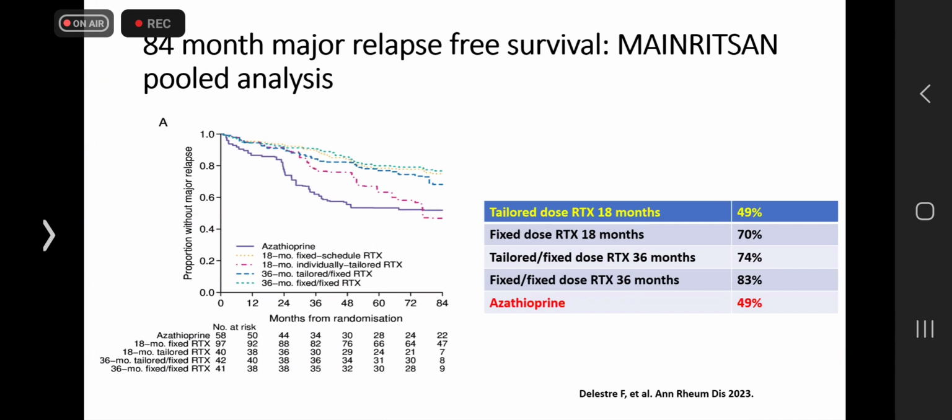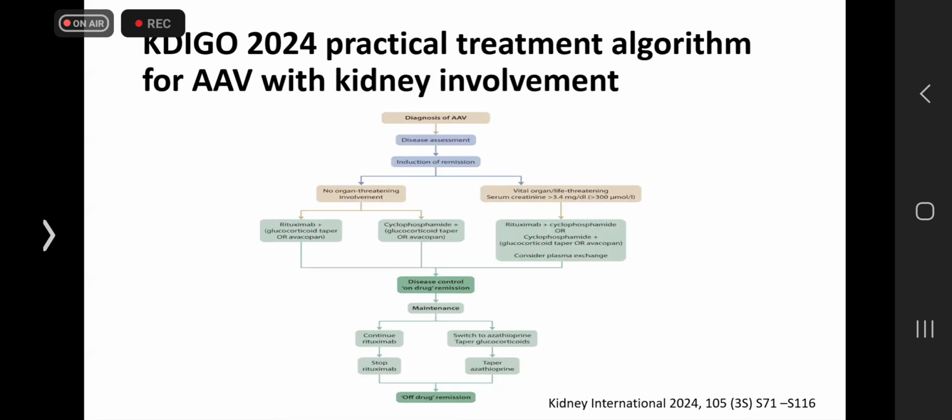So this is a recent publication of the MAINTENANCE pooled trials. They pooled all the MAINTENANCE 1, 2, and 3 patients and looked at the relapse-free survival. And what you see here, I'm trying to see if I can point to, sorry.